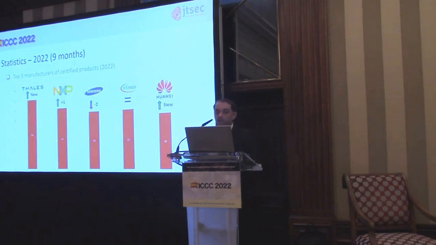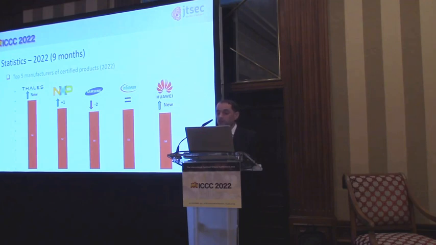And this year, of course, we bring the ranking of the top 5 manufacturers of Common Criteria certified products. This chart shows the top 5 vendors that have certified a product in Common Criteria in 2022. The first position this year belongs to Thales, which was out of the podium last year, and they are in the top 1 now with 14 certifications. Very close follows NXP with 12 certifications. It's 1 position above in the ranking in comparison with the previous year.